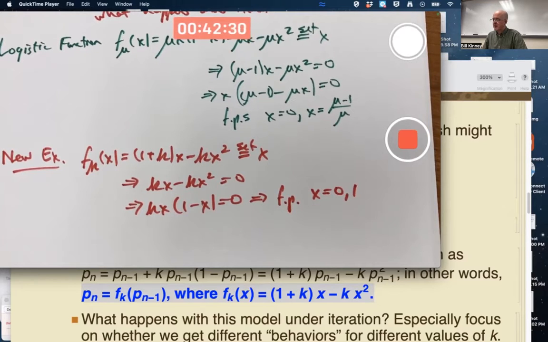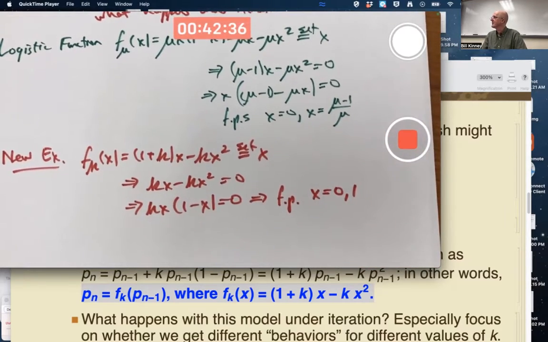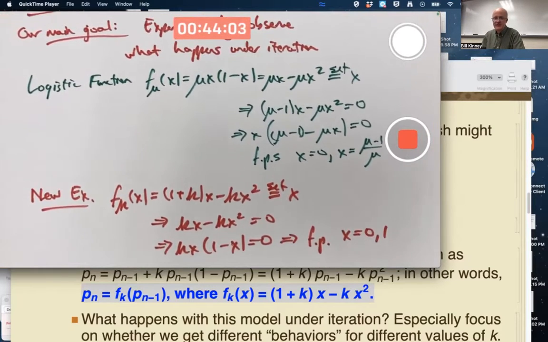The second fixed point here doesn't depend on the parameter like this one did. The second fixed point is always 1, no matter what K is. What else did we observe with the example last week? We observed sometimes that the iterates approached the fixed point, sometimes they didn't. And it was dependent on the derivative at the fixed point. Let's go ahead and confirm the calculation here.